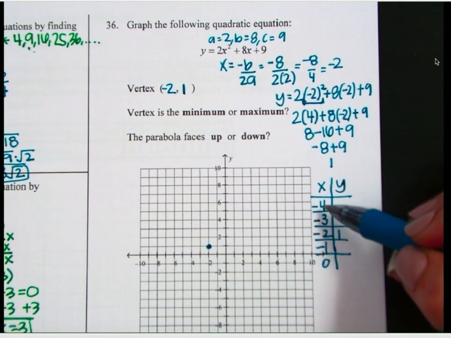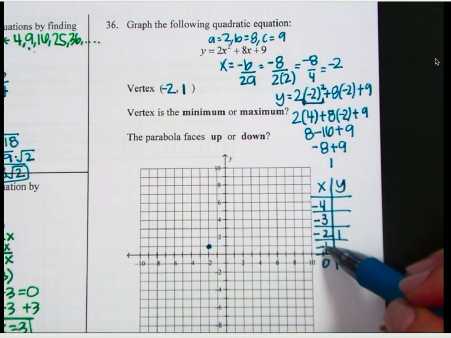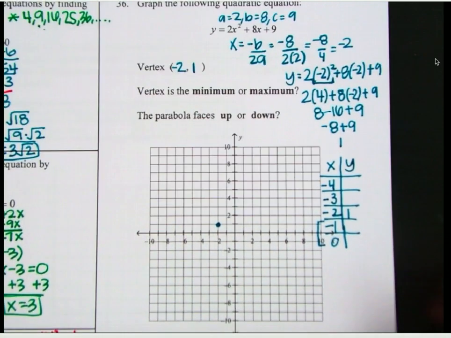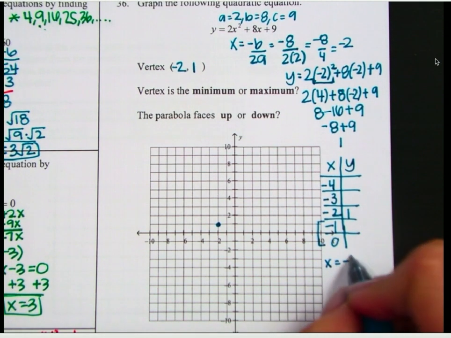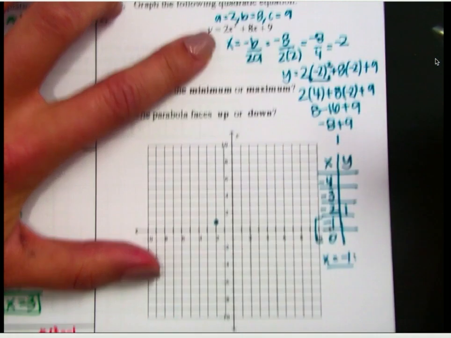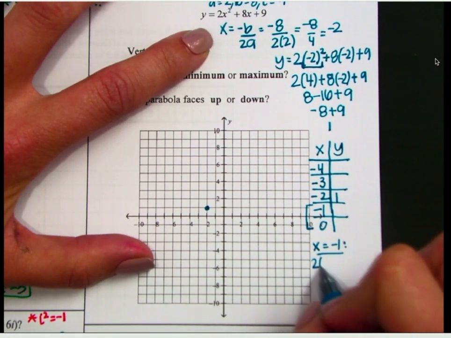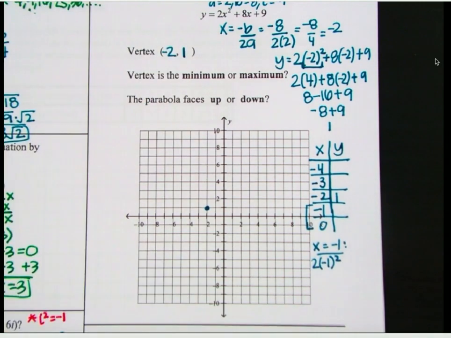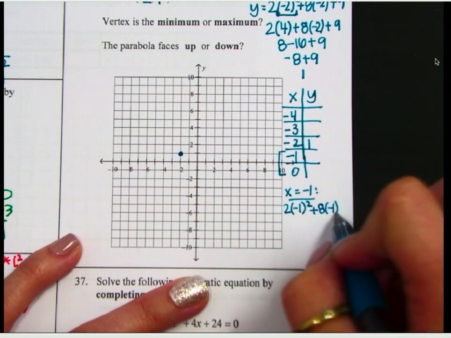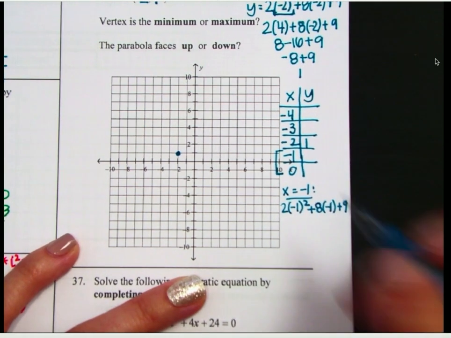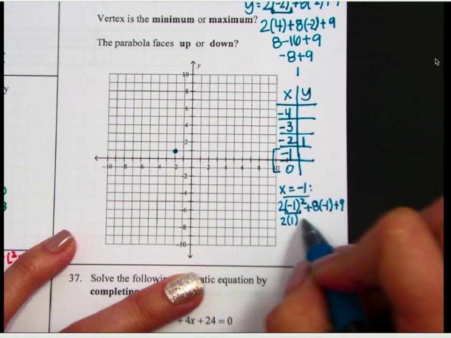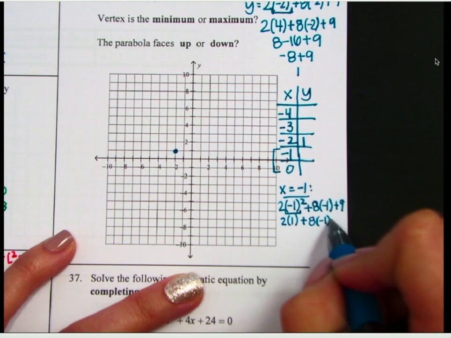So I'm going to pick 2 points, either the top 2 x values or the bottom 2 to plug in. I'm going to plug in these 2. So when I plug in negative 1 to my equation up here, I will be able to find the y value. So 2 times negative 1 squared plus 8 times negative 1 plus 9. Order of operations, negative 1 squared is 1. So I'll write that down, copy down the rest.